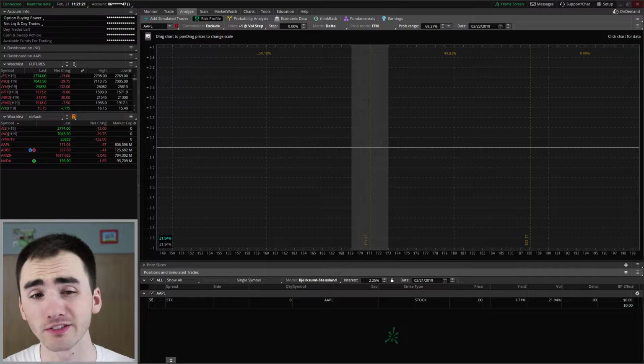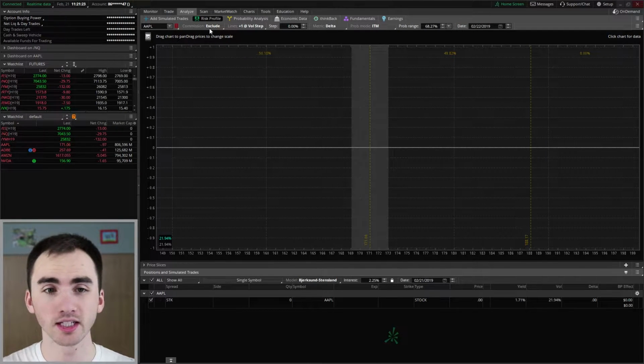And today, we're talking about the Analyze tab in Thinkorswim. To start off with, if you don't know where the Analyze tab is, it's just going to be up here at the top and then Analyze.